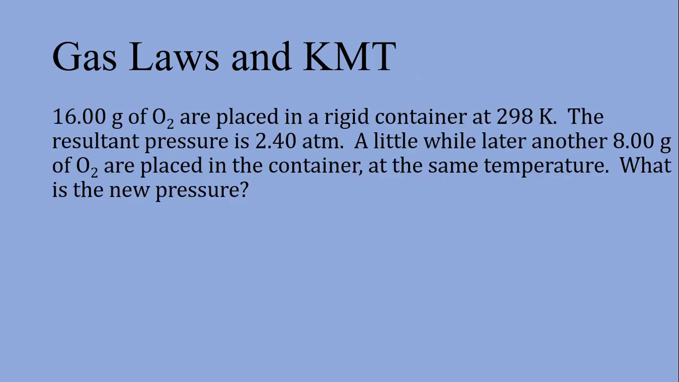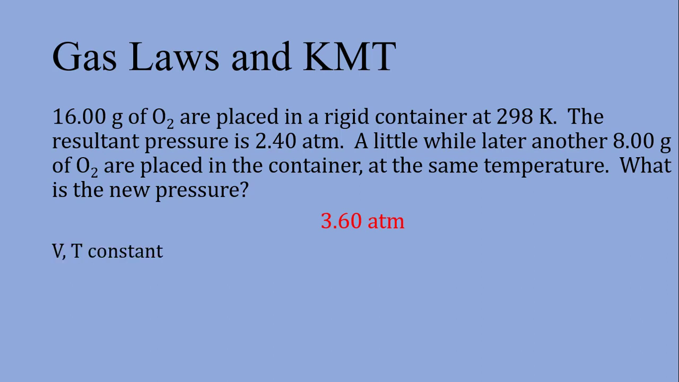So here's our last example. You've got 16 grams of oxygen placed in a rigid container at 298 K. Under this set of conditions, the pressure is 2.40 atmospheres. A little while later, you add another 8 grams of oxygen. You don't change the temperature, and it is a rigid container. What's the new pressure? Stop, get the answer, then we'll go through it. And the correct answer is 3.60 atmospheres.